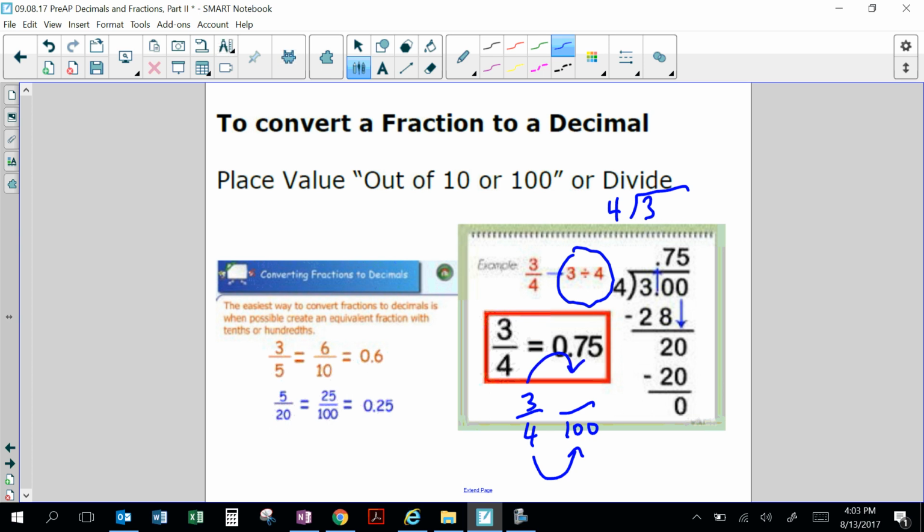Or for 3/4, some of you may say, I'd rather use place value. How can I scale 4 to 100? I scale up by 25. I get 75 hundredths, the same as that.